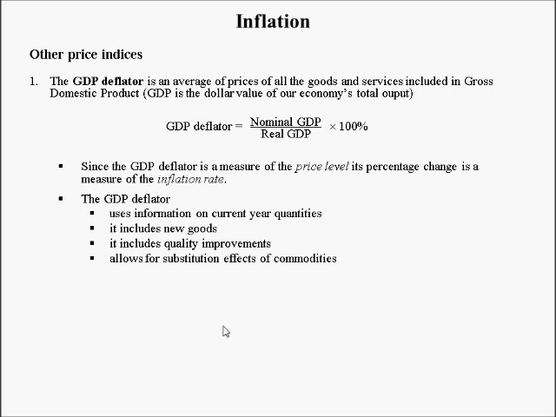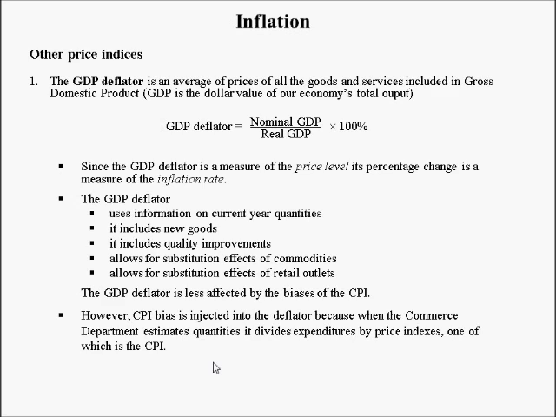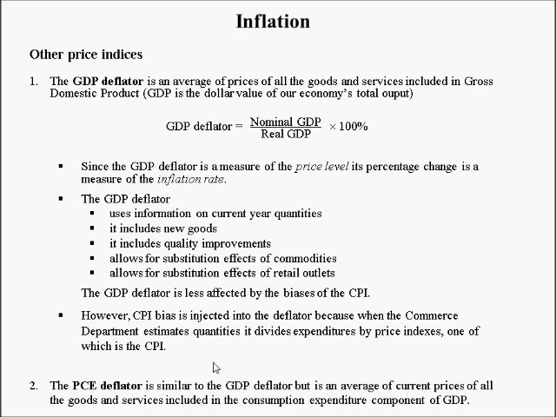It includes new goods. It includes quality improvements, allows for substitution effects of commodities, allows for substitution effects at retail outlets. So the GDP deflator is less affected by the bias of the CPI. However, it uses the CPI, so there is still some bias in the GDP deflator.